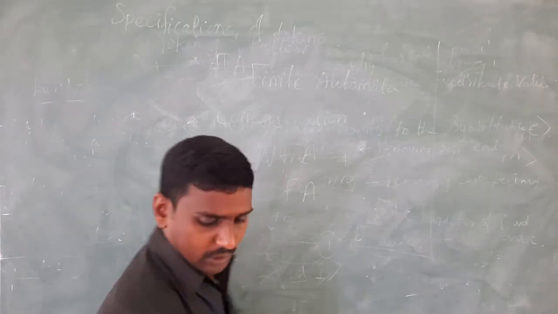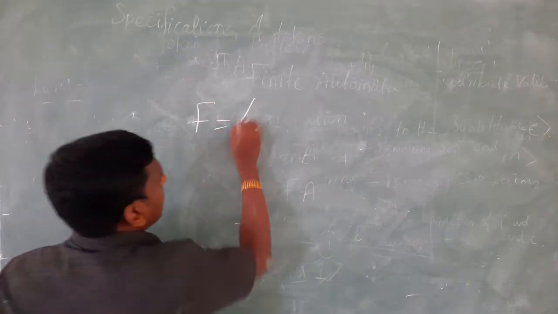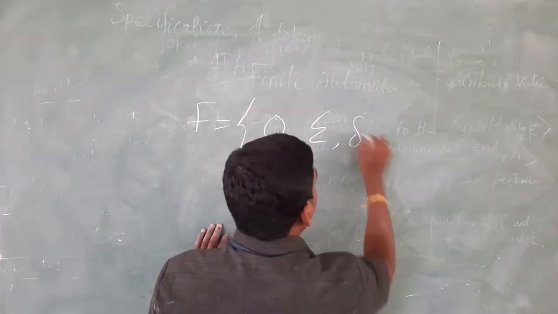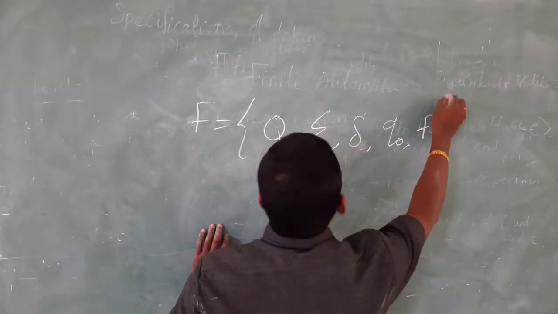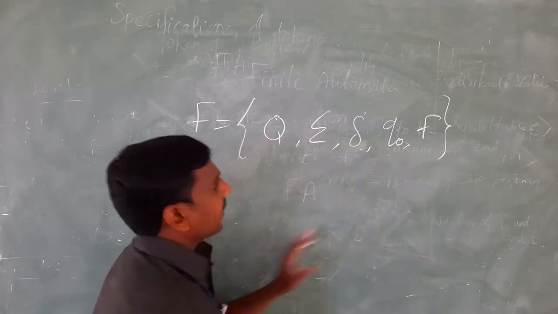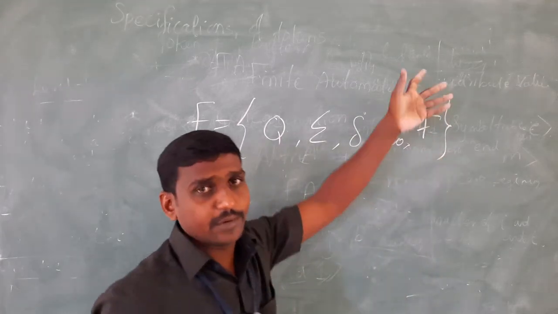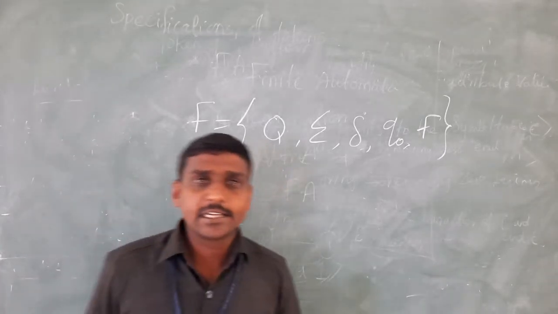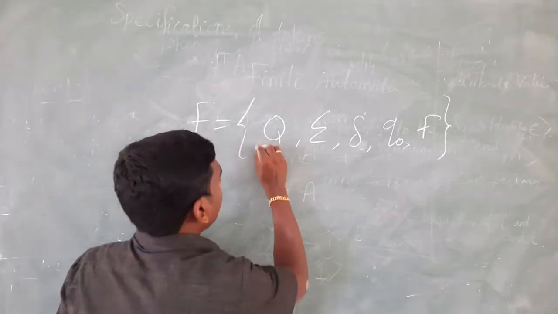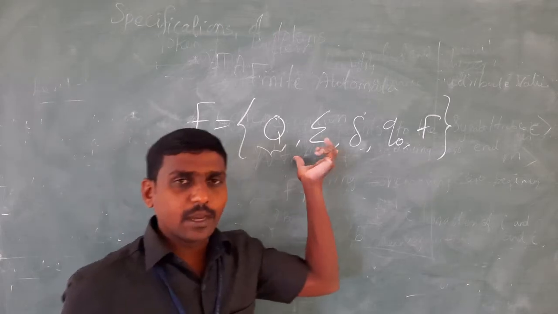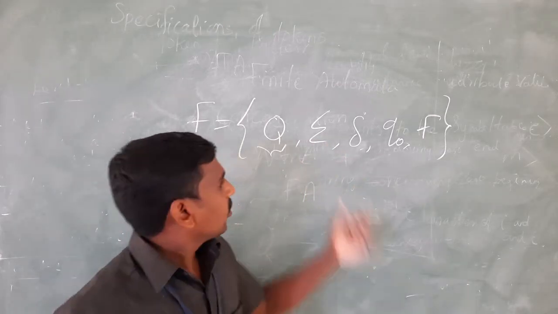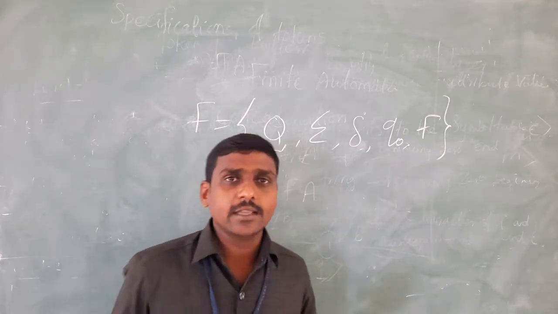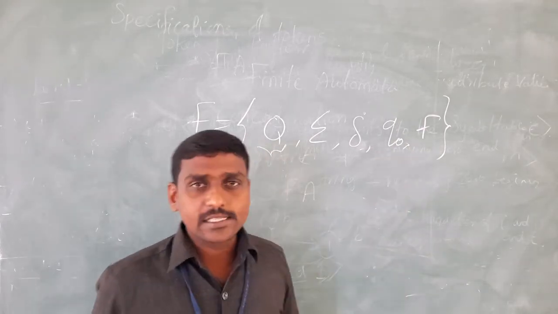Finite automata F equal to capital Q comma sigma comma delta comma q0 comma F. Or I can write it as final state. You can mention this as another state also. What is capital Q? It is a finite set of states. What is sigma? Finite set of input symbols. What is delta? It is a transition function. What is q0? It is a starting state. What is F? It is an accepting state.